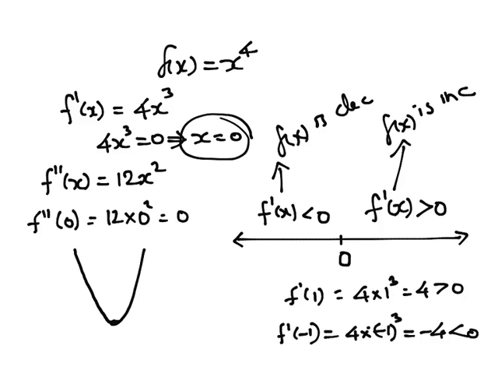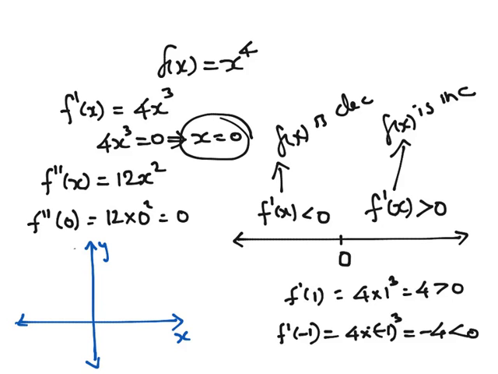To verify this, let me actually draw the graph of x power 4. Let's say this is the y-axis, this is the x-axis. I'm sorry, let me draw it properly. Okay, now this is how y equal to x power 4 looks like. As you can see, at 0 you are getting a local minima.